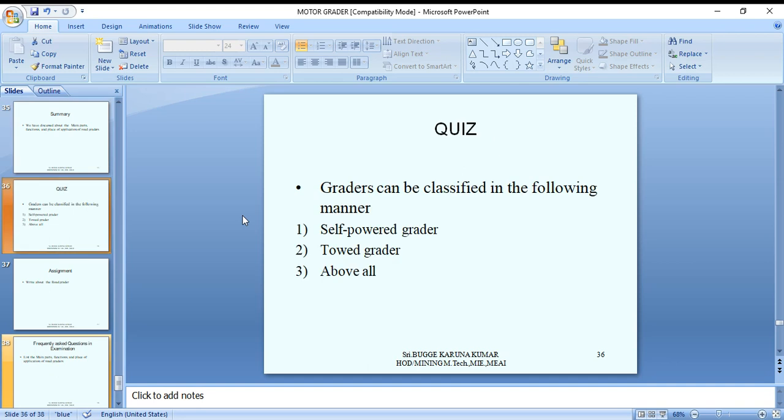They generally ask one quiz. The quiz is very important for competitive examinations, ESET examination and as well as any JMT examination purpose. Grader can be classified in the following manner: self-powered grader or tower grader. There are these two types. This is one model of the quiz.